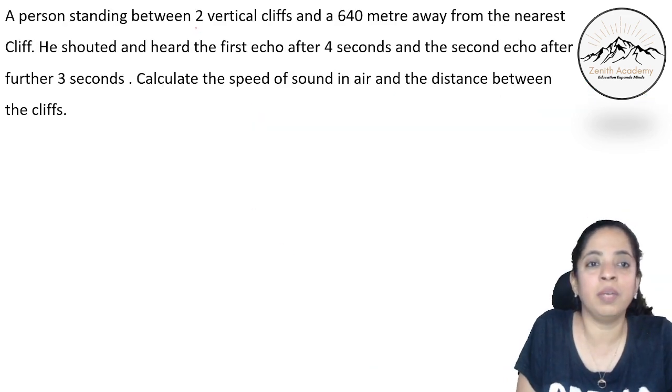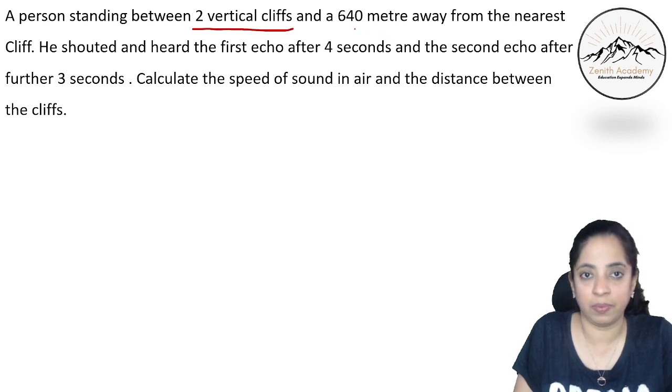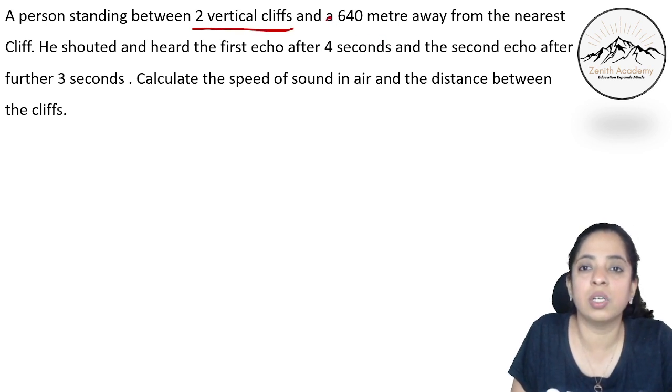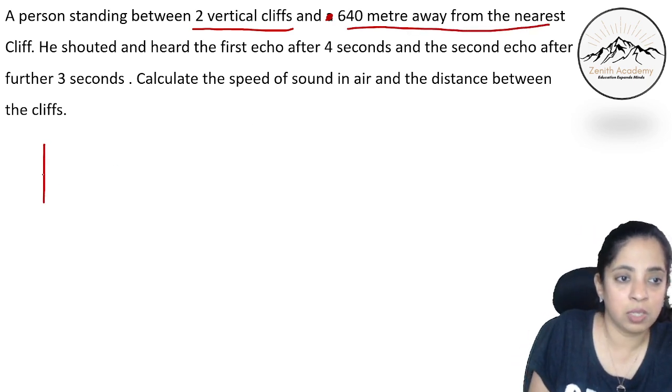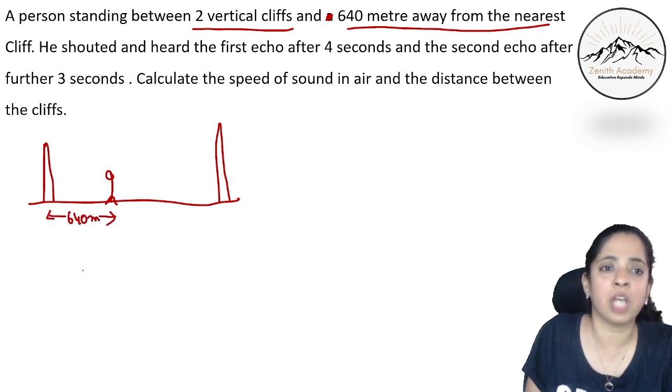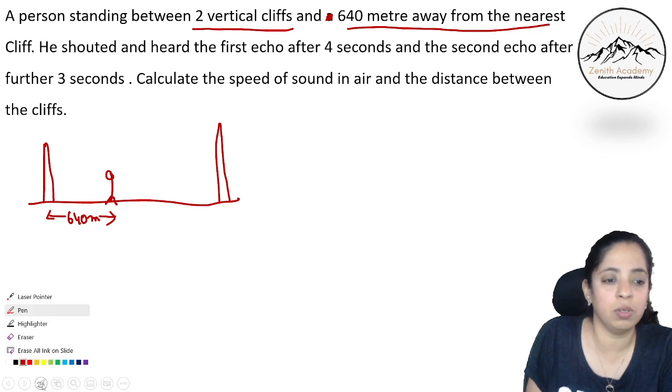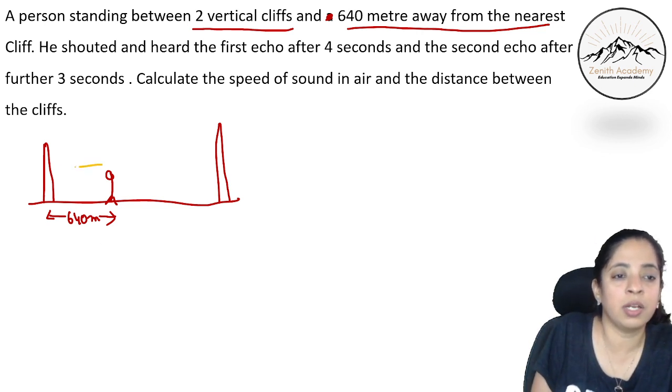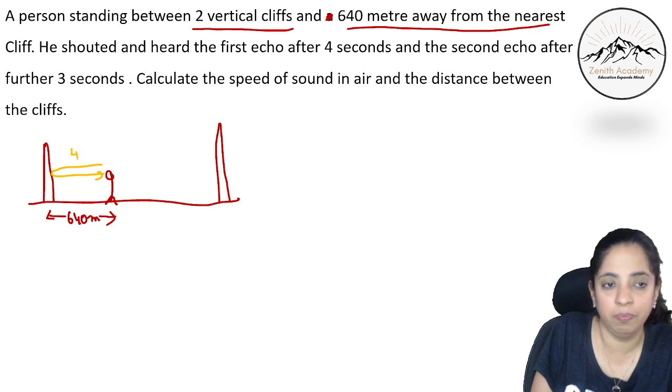A person standing between two vertical cliffs, 640 meters away from the nearest cliff. Suppose this is one cliff, this is another cliff. Nearest cliff, say, what's the distance? 640 meters. He shouted and heard the first echo after 4 seconds, and the second echo after a further 3 seconds.